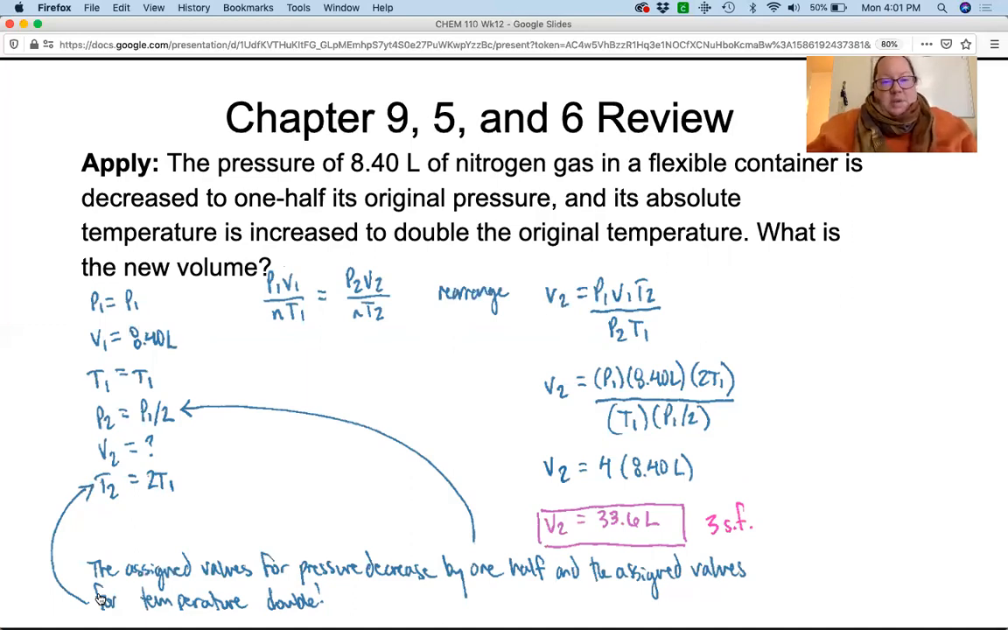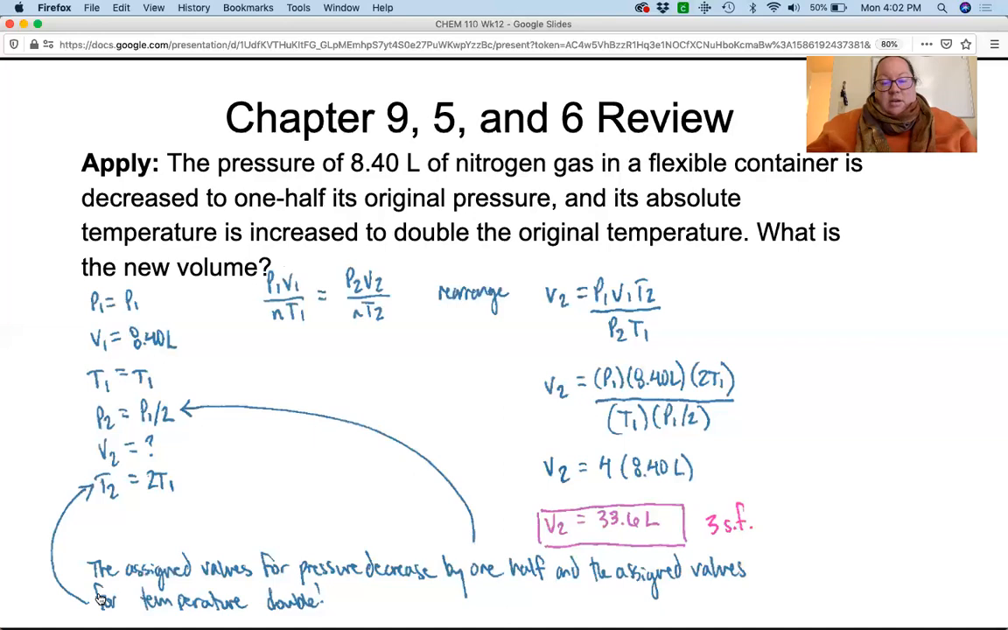Now, if we think about our expression P1 V1 over n T1 and P2 V2 over n T2, we can rearrange that to solve, assuming that we have the same number of moles, so those cancel, for our V2. Now we're going to substitute in everything we have, and you're going to notice that the P1s cancel and the T1s cancel, which leaves us just with numbers. So 4 times 8.40, because remember, we have the 2 in the numerator and we have 1/2 in the denominator, which is the same thing as multiplying by 2. We have 3 significant figures and our units are liters.